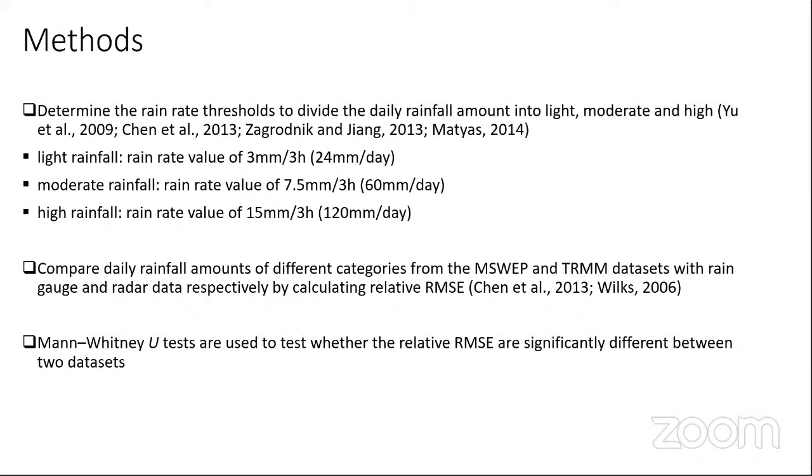Similarly, this is also for the rainfall comparison, but we divide the rainfall into 3 categories: light rainfall with a rain rate value of 3 millimeters per 3 hours, moderate rainfall with a value of 7.5 millimeters per 3 hours, and high rainfall with a value of 50 millimeters per 3 hours. And we also repeat the previous 2 steps to calculate the relative root mean square error and then conduct the Mann-Whitney test.